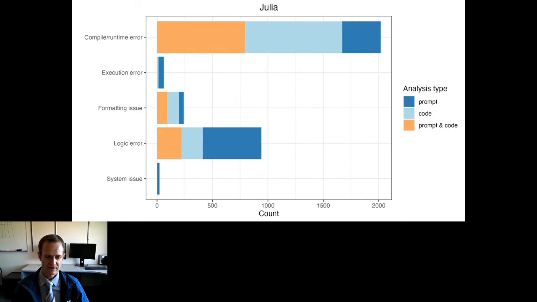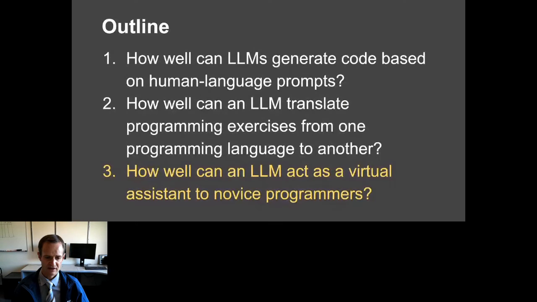Okay, so I'm going to move on to the third project. And again, this is preliminary. I debated whether to include this, but I just figured I'd throw it out there and we could see what you think. So the question here is, how well can a large language model act as a virtual assistant to novice programmers?